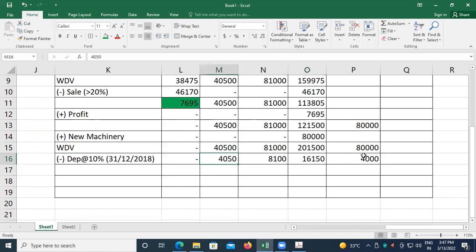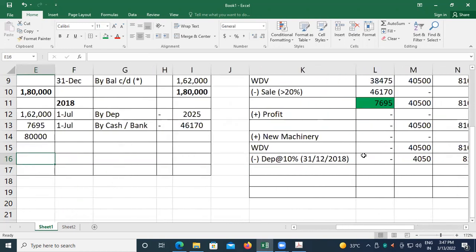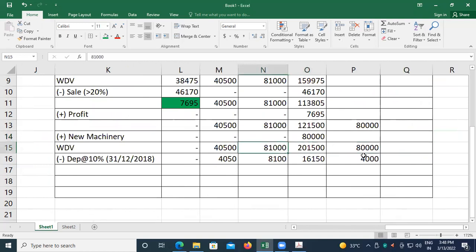So let us go back to our ledger account and just write down here December 31st. Remember, we are closing balance. We have to calculate here by balance carried down. So here, sorry, by depreciation, we have to write here first, then we will calculate the balance. So by depreciation, how much depreciation we have charged till now? Let us see here. Total depreciation for the third year is 16,150. So total depreciation, if you see here, is 16,150 rupees. So let me write down here.